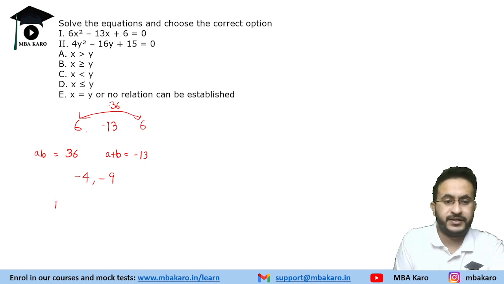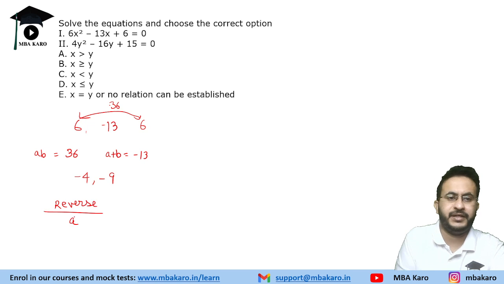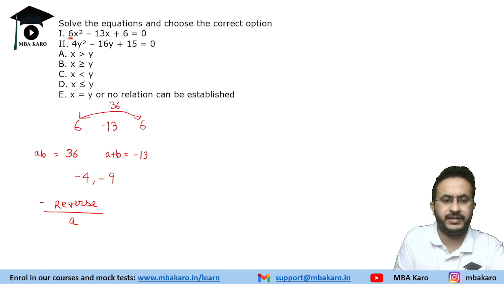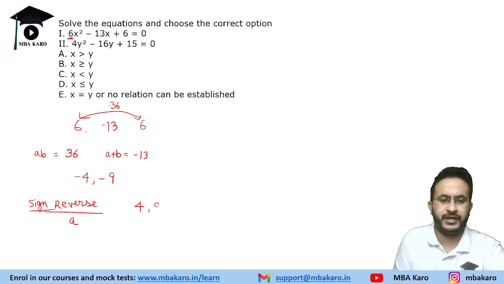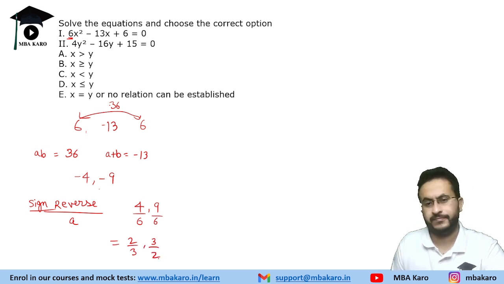So step 1 is reverse the sign and divide by a. a is basically the coefficient of x square. So reverse the sign and divide by a. This is the thing to follow. Reversing the sign will make it 4 and 9, and divide by 6. So the values will be 2 by 3 and 3 by 2.